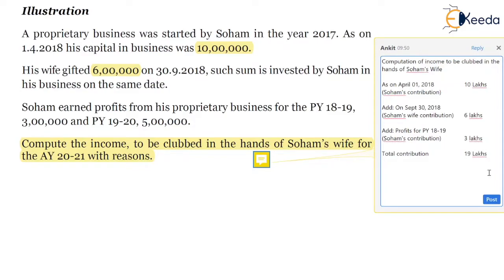So friends, the balance as on 1st of April 2019, we need to ascertain to determine the ratio as per Explanation 3. So we got the denominator, which is the total contribution of 19 lakhs, and the numerator will be only Soham's wife's contribution, which is 6 lakhs. There are three components of the total contribution: 10 lakhs, which is Soham's contribution, 6 lakhs, which is Soham's wife's contribution on September 30, and profits earned during 18-19, solely Soham's contribution. So total Soham's contribution is 13 lakhs and Soham's wife's contribution is 6 lakhs out of 19 lakhs.